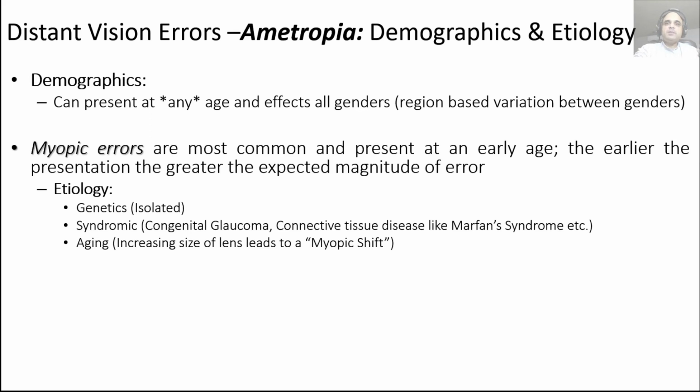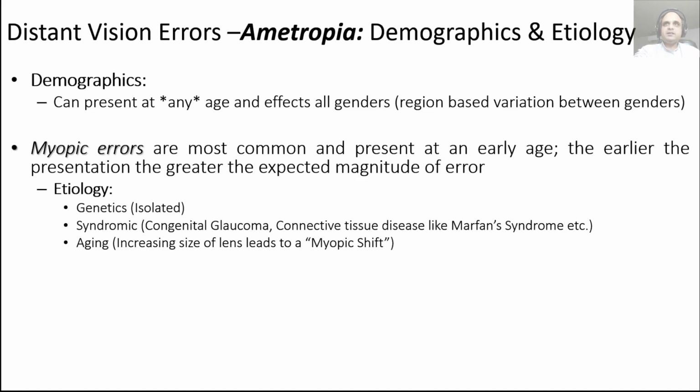The etiology of myopia is generally genetics, and it's also possible that it's only genetics that's responsible for myopic errors. They're also associated with many syndromes like congenital glaucoma, connective tissue diseases like Marfan syndrome, and aging also. When we do refractive errors, this bit will become more clear, but suffice to say right now that as you grow older, the refractive index of your lens increases, which makes your eye more powerful, which makes your eye myopic.